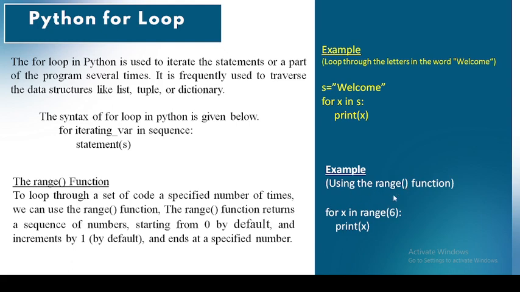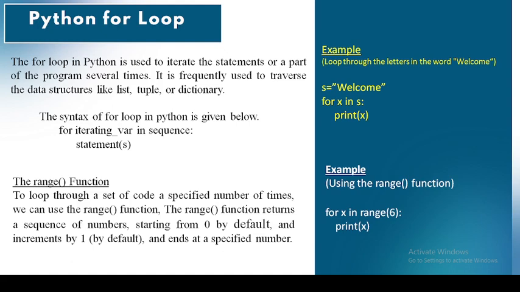Look at my screen on the right hand side. The example using the range function. Here I have written for x in range(6). What does it mean? My x will start from the value 0 by default, and it will go till n minus 1, where the n value is 6. So n minus 1, that is 6 minus 1, is 5. It will go just before the value of n. So it will go till n minus 1, that is 5.